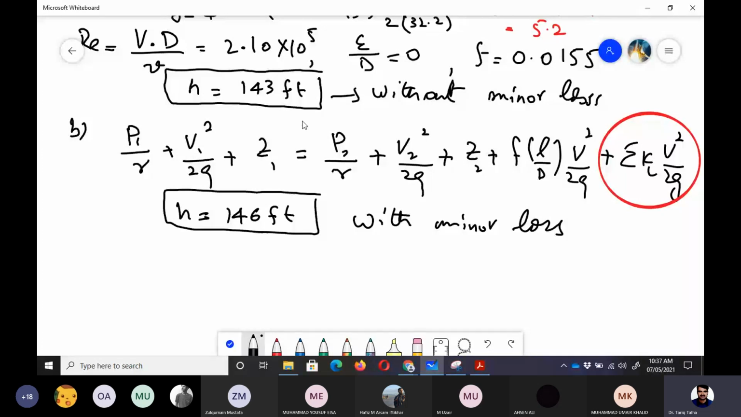So even if we neglect the minor losses, the calculation would have been acceptable, but it is better to include them just to make sure that we are not losing any important parameters. It was just to show the difference when we do the analysis with minor losses and without minor losses. If there is any query, you can ask. Otherwise, we can start with the next problem.